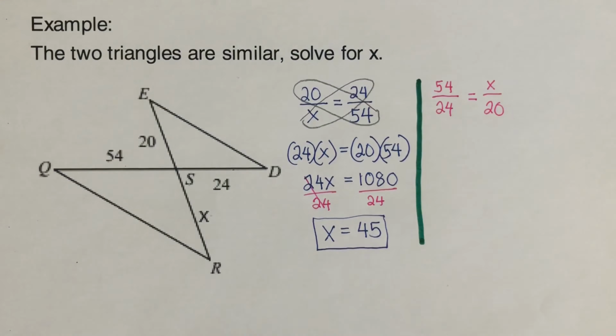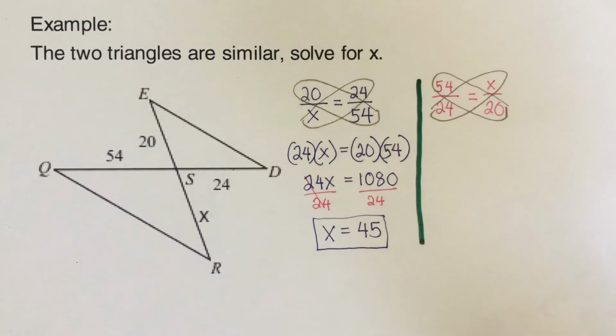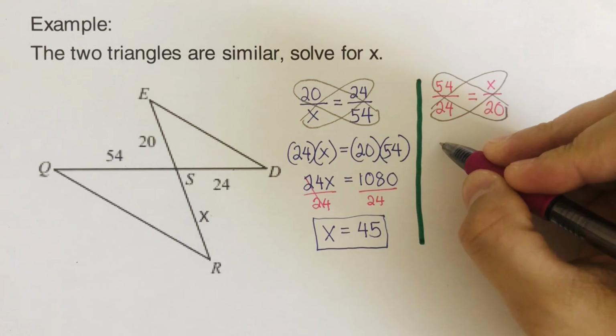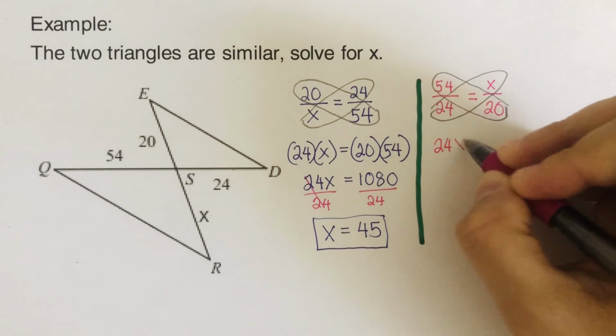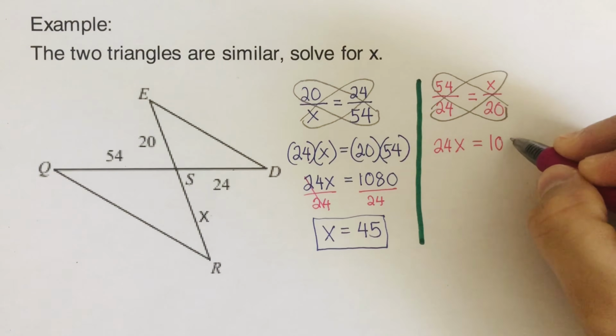So let's cross multiply this one right here. Cross multiply these two. From here, we can tell that 24 times x is 24x, and then 54 times 20 is 1080.